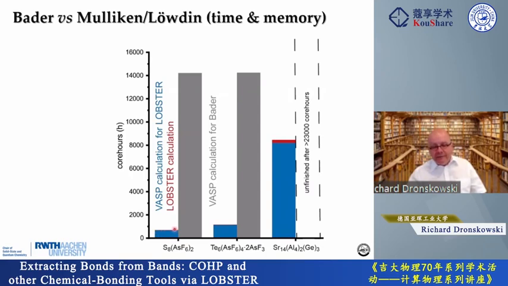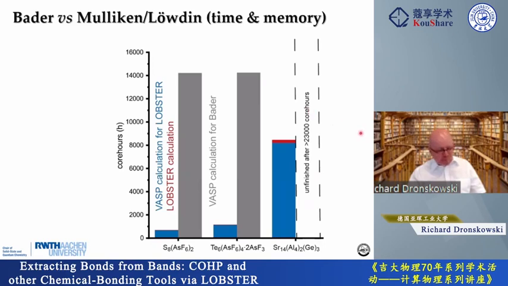This hardly-to-see red thin line is the amount of time LOBSTER takes to calculate the charges. And this is the time Bader needs to calculate the charges. You save one order of magnitude. And the same for this material, and also the same for this material. This material is so large that the Bader charge calculation is still unfinished after so many core hours.